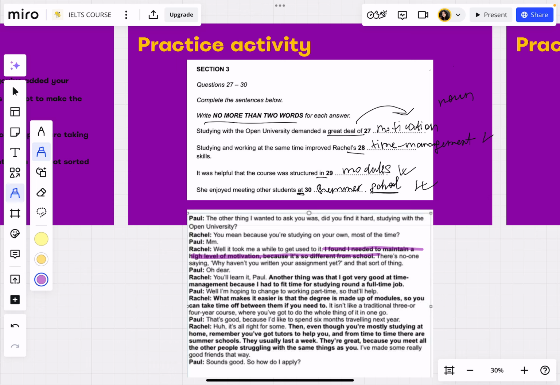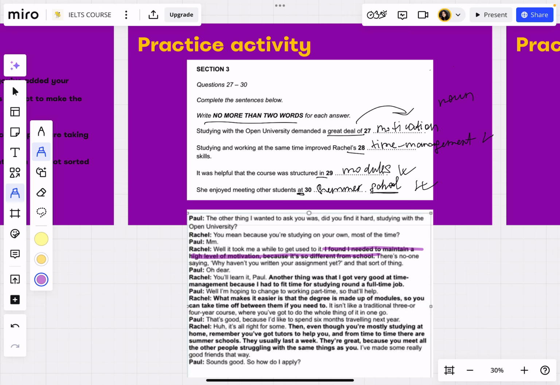And look at this. Well, it took me a while to get used to. Маған үйреніп кетуге біраз уақыт керек болды. I found I needed to maintain a high level of motivation. Мен түсіндім, маған өзімнің жоғары мотивациямды ұстап тұру керек болды. Because it's different from school. Яғни университетте оқу, Open University'де оқу high motivation көрсетіп тұрды.